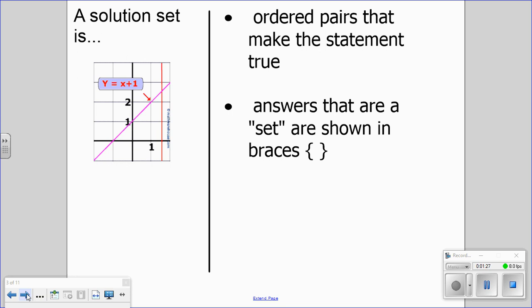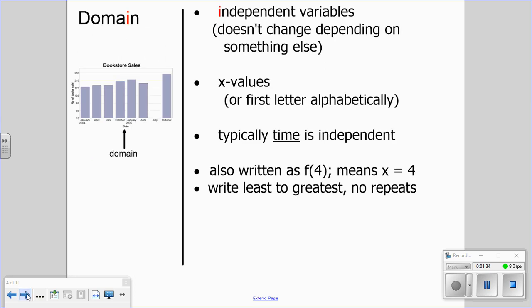and we're going to put them in what's called braces. Now, when we are listing out our solution set, we're going to split it up into two groups. The first group that we're going to split it up into is our domain. These are all of the independent values. Remember that they do not depend on anything else. So they aren't changing because of anything else that you're looking at. These are going to be all of your x values. And if you're using a different variable other than x, make sure that that variable is first alphabetically.